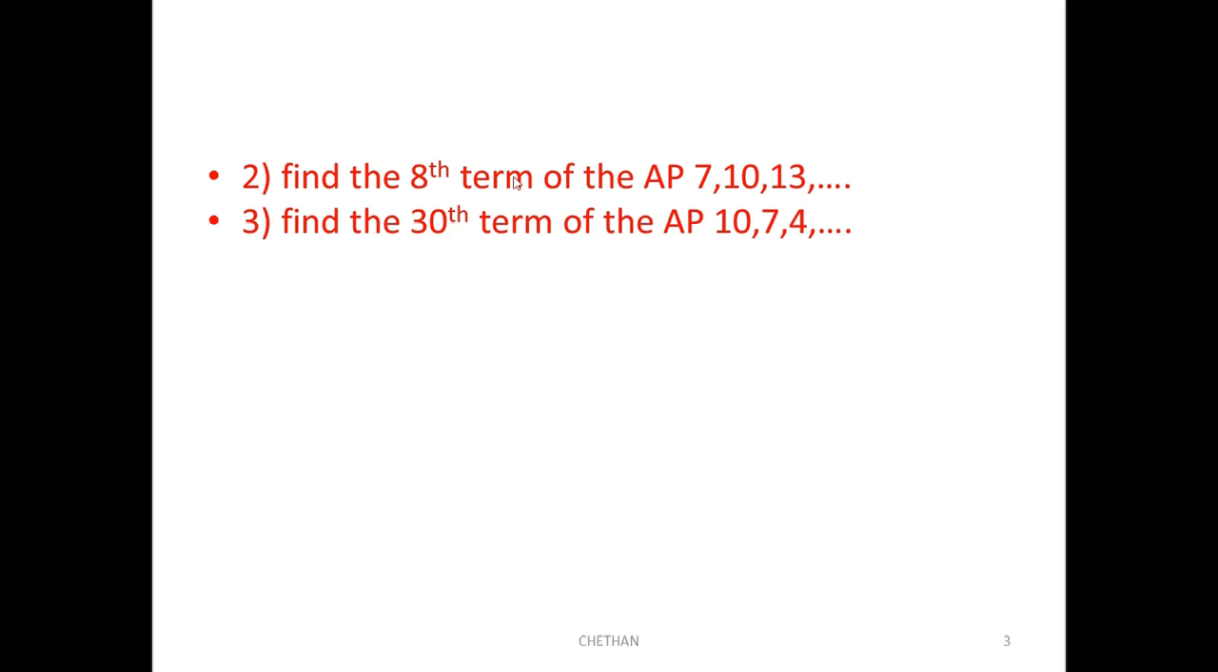And this one is also: find the 30th term of the AP 10, 7, 4. The same is there. You have to find this problem also. You have to solve it in the same way.